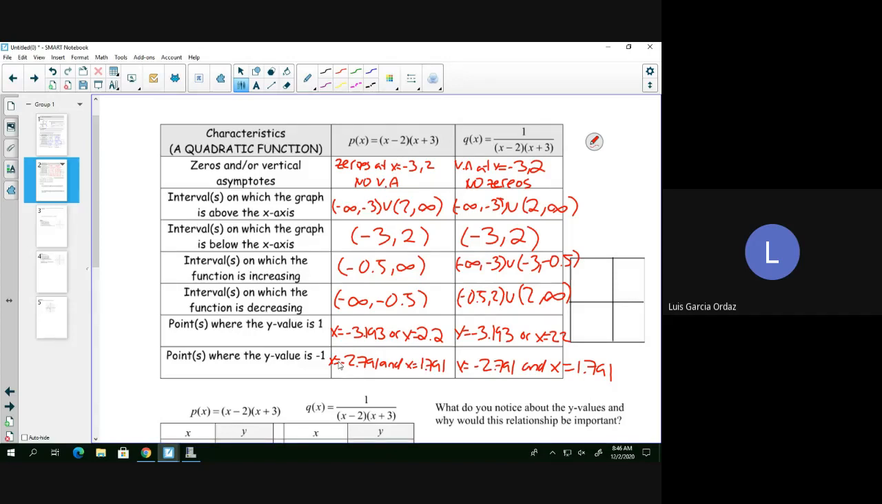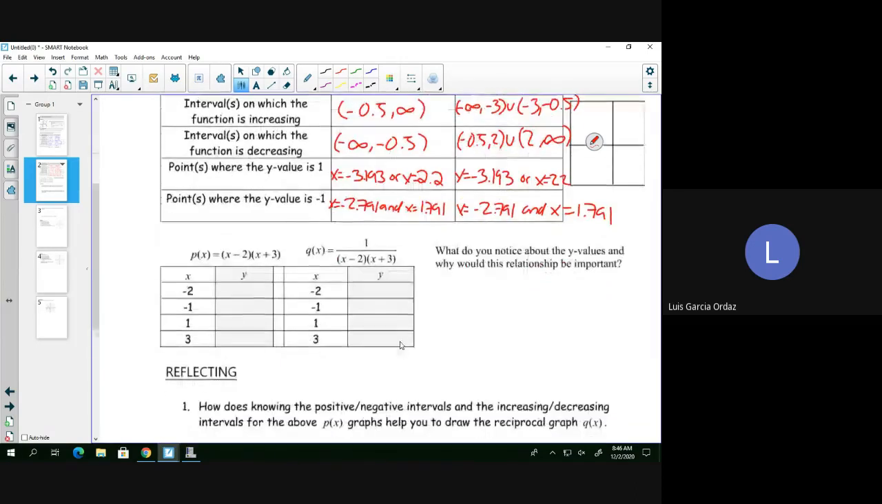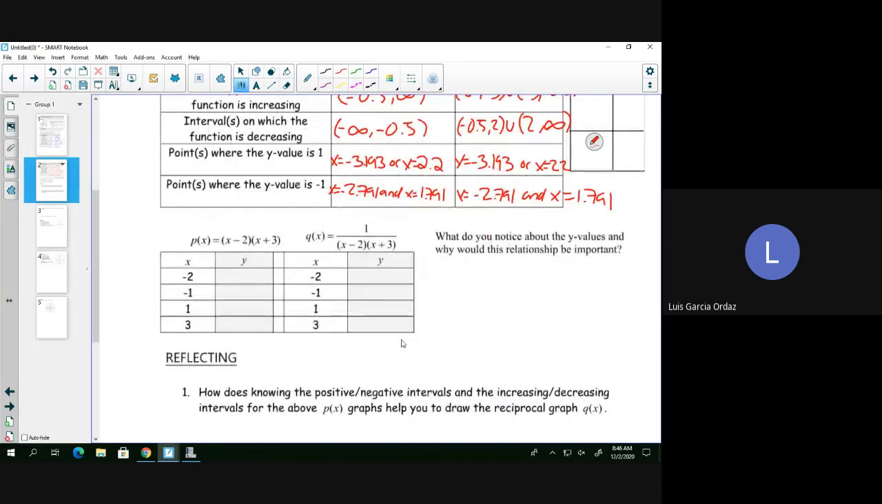Okay. So now what we're going to do is we're going to see if we notice any patterns. So we have our parent function y is equal to x minus 2 times x plus 3, and our q of x is 1 over x minus 2 times x plus 3. So if we sub in negative 2 for our parent function, what is our y value when x is equal to negative 2? Negative 4. All right. And how about negative 1? Negative 6. Positive 1? Negative 4.